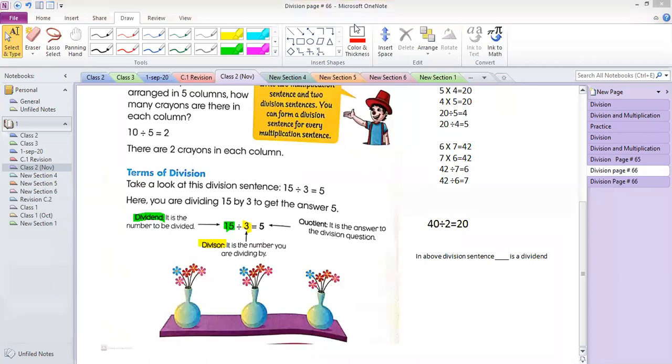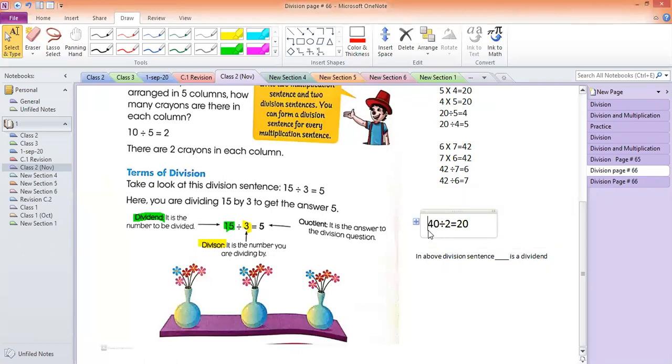Yes. Dash number is a dividend here. In above division sentence, dash number is a dividend. 40 divided by 2 equals 20. Yes. Which number is a dividend here?